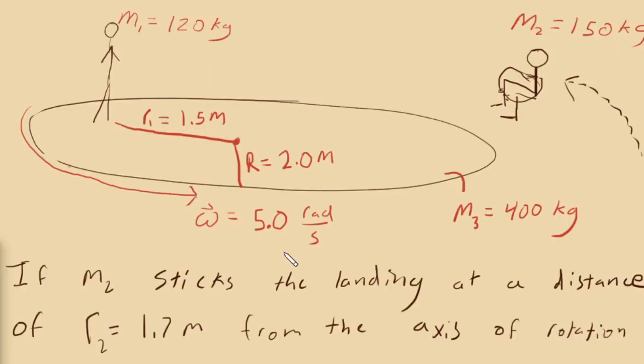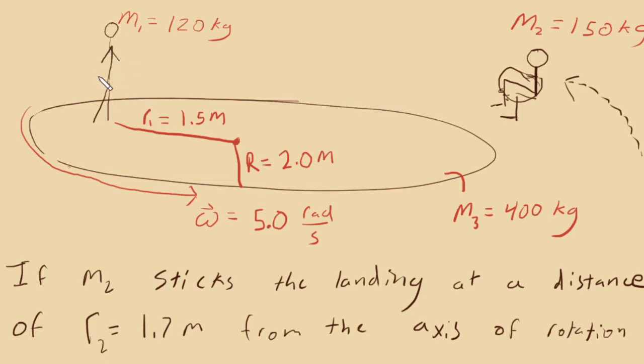So let's take a look at this example. There's a lot going on here, but let's just walk through it. So first off, we've got this disc that this person's standing on. And this disc is supposed to be a merry-go-round, and it has a radius of 2 meters, and it's spinning at 5 radians a second. And the mass of this merry-go-round is 400 kilograms.